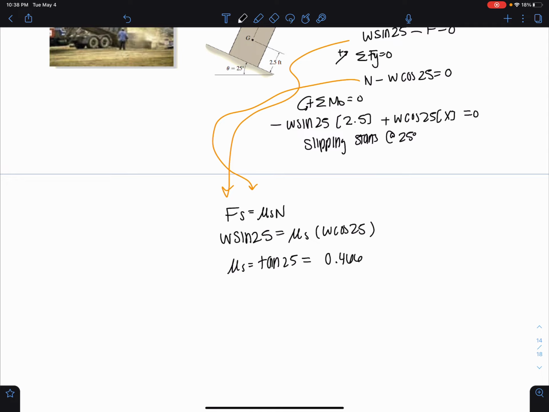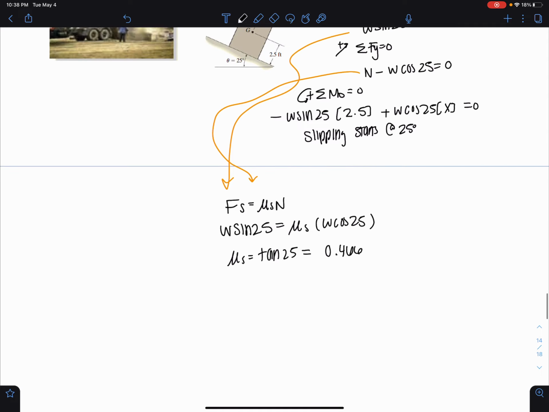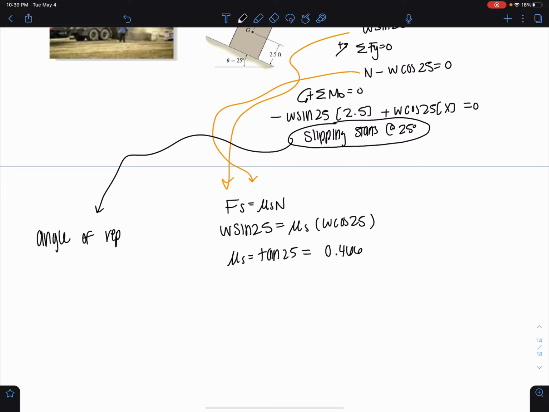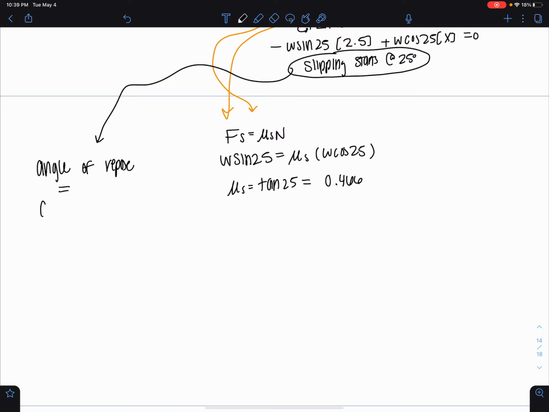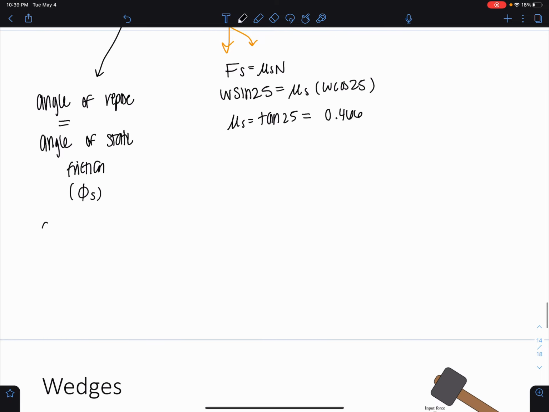So we have a term for this theta, which is the angle where slipping starts. And we call this the angle of repose. Okay. And this is equal to the angle of static friction. Or actually, we use phi for this. Phi s. Okay. Now this theta that we're using of 25, this is independent of W.